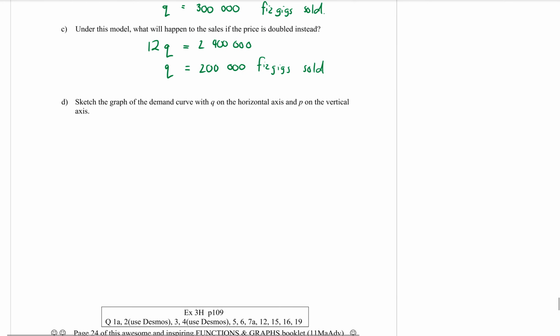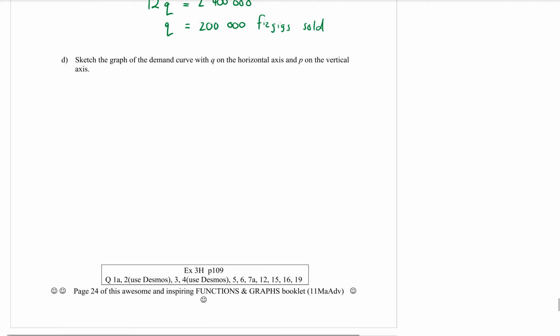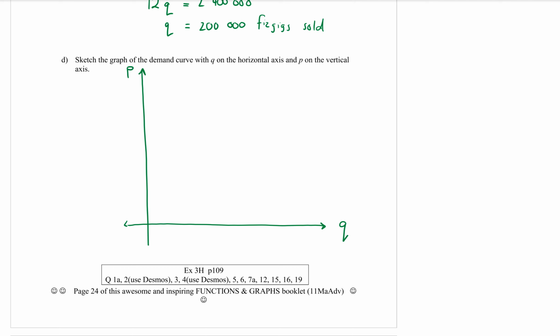Sketch the graph of the demand curve with Q, it's telling you here, Annabelle, it's telling you Q on the horizontal axis and P on the vertical axis. We're not going to have any negative values again here. We can't sell a negative amount of things. So Q on the horizontal, it tells me, and P on the vertical. Now we were given, we don't need to sub in points here.